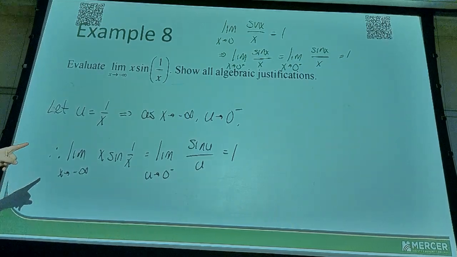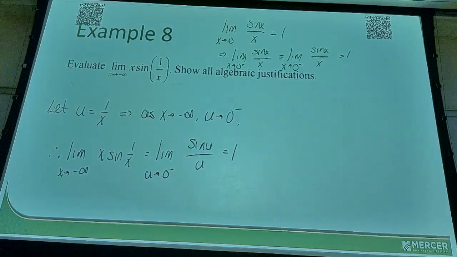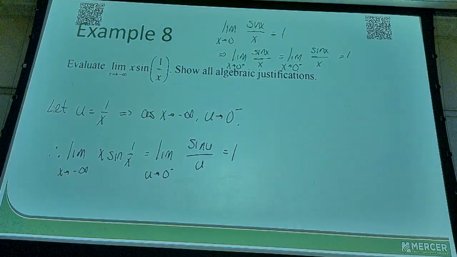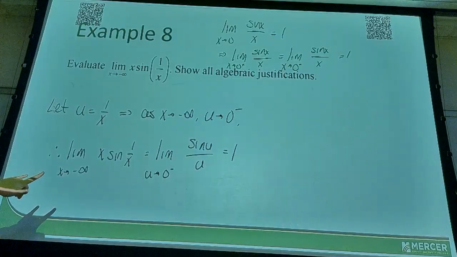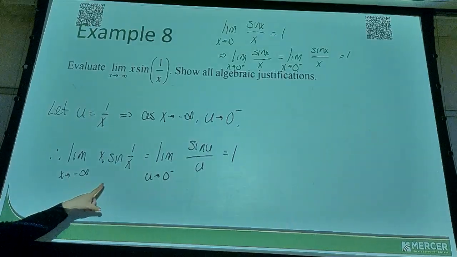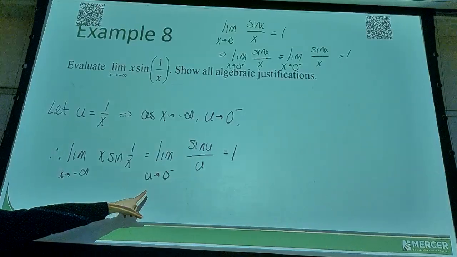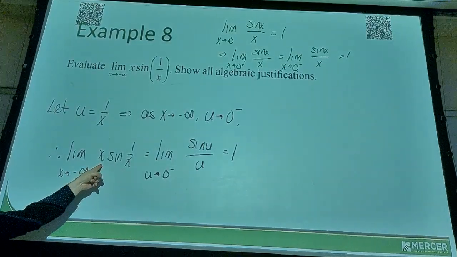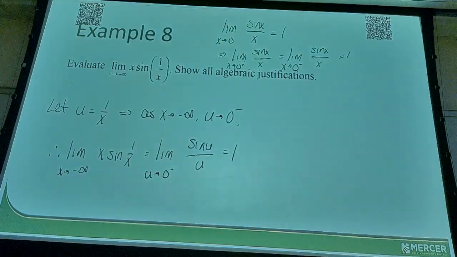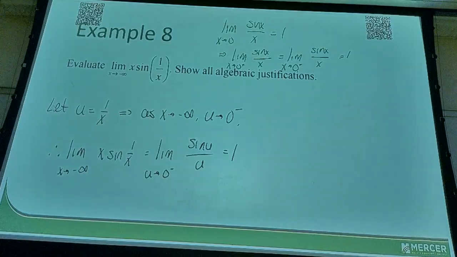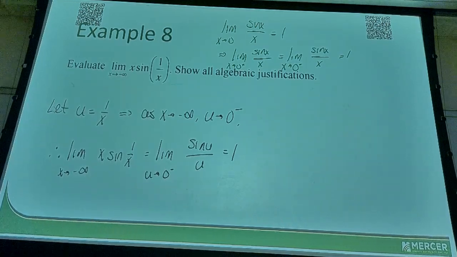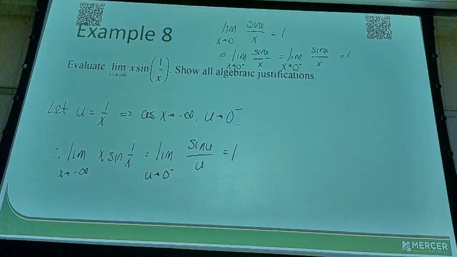All right, so you understand that, and you understand why it's approaching 0 from the left. Because it's negative. Good. So that's just a change of variable. So these two limits are exactly the same. Right? So x approaching negative infinity becomes u approaches 0 from the left. 1 over x becomes u, which means x has to be 1 over u. Does that make sense? Yeah. Essentially, at that point, it's just plug and chug.